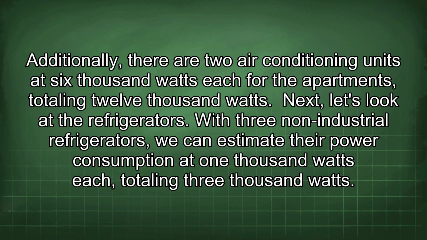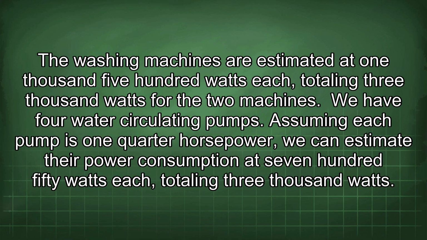Next, let's look at the refrigerators. With 3 non-industrial refrigerators, we can estimate their power consumption at 1,000 watts each, totaling 3,000 watts. The washing machines are estimated at 1,500 watts each, totaling 3,000 watts for the 2 machines. We have 4 water circulating pumps. Assuming each pump is 1/4 horsepower, we can estimate their power consumption at 750 watts each, totaling 3,000 watts.